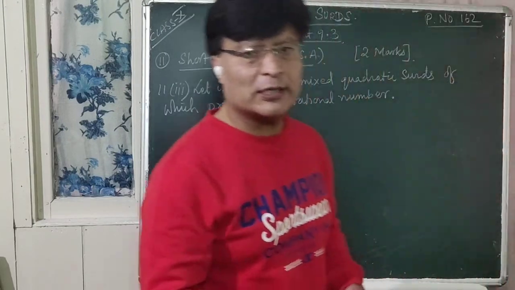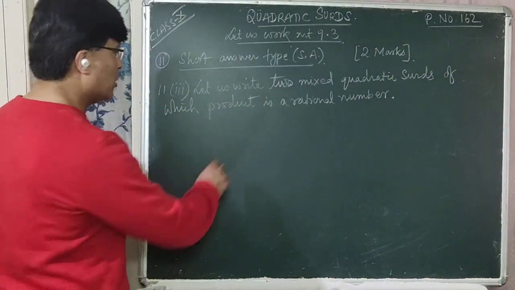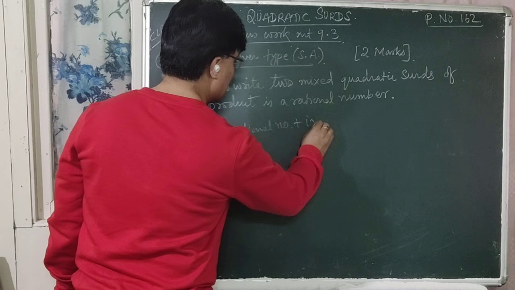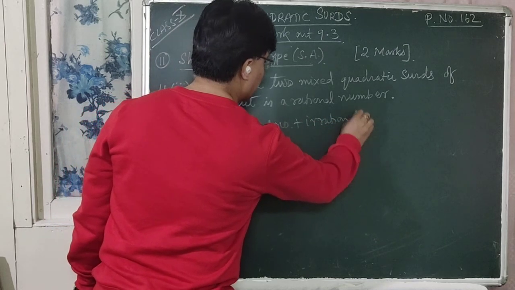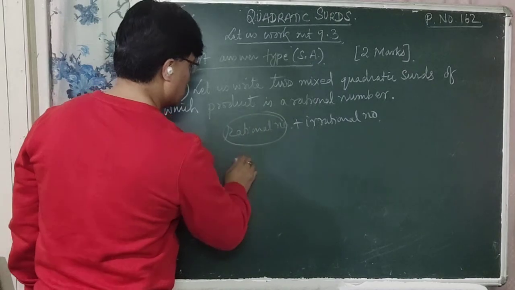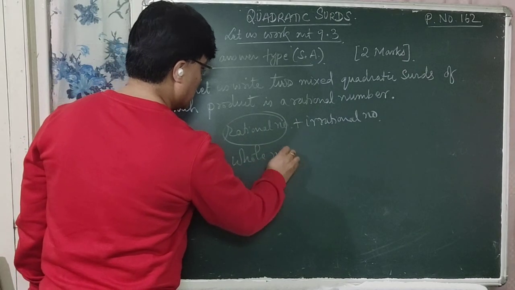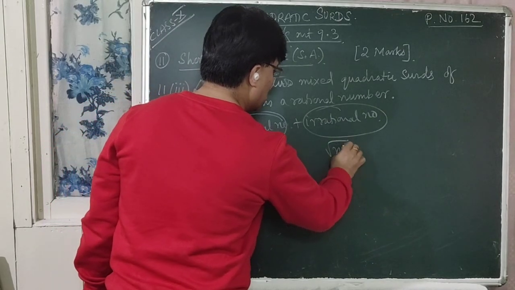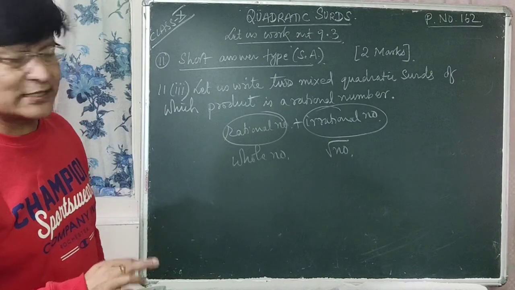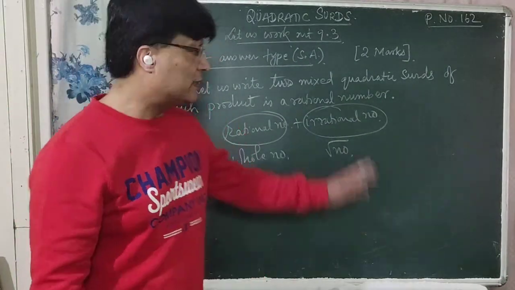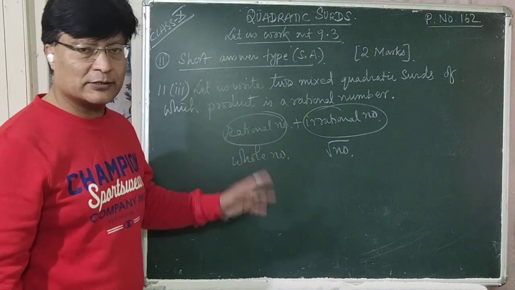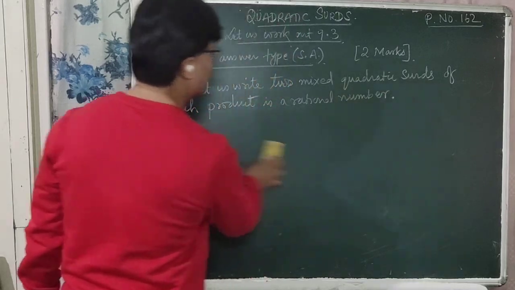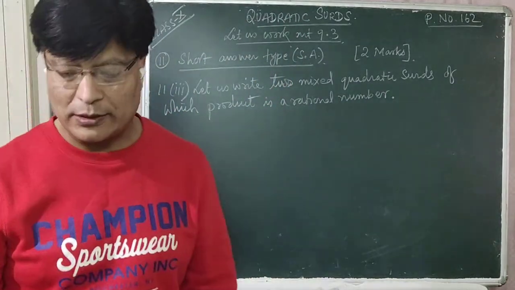What do you mean by mixed quadratic surd? Mixed quadratic surd means what? A rational number plus an irrational number. Rational number means a whole number, and irrational number means a square root number, that is root over some number whose exact square root cannot be determined. That is your irrational number, and the rational number is the whole number, right? That is a rational number plus an irrational number. That is known as the mixed quadratic surds.